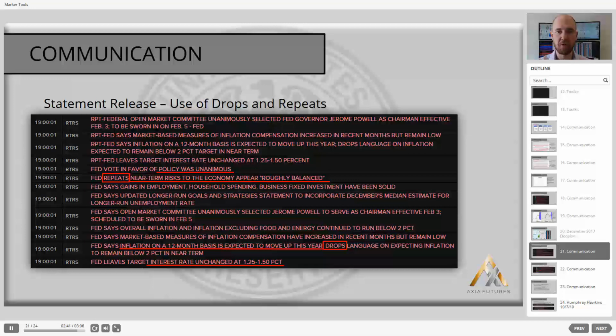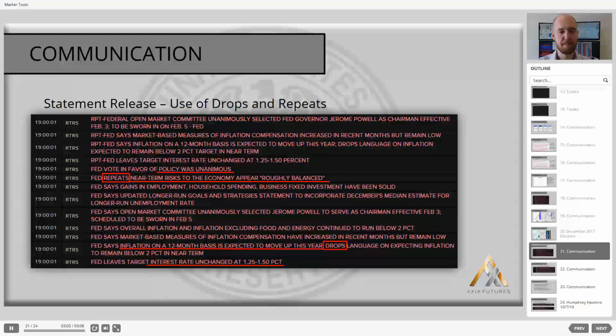It's all about creating efficiencies, those marginal differences that could make you one tick better off, and in a move that moves 10, that's 10% better off just for being more efficient in how you read something. So that's their use of drops and repeats. As I say, the newswires will usually put these in to signal where the important areas are.